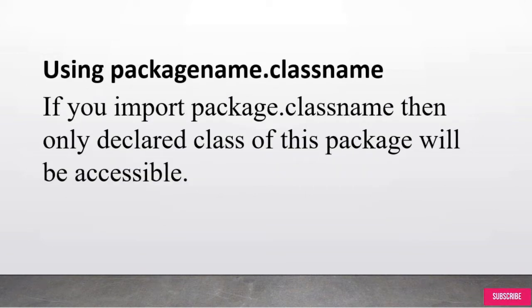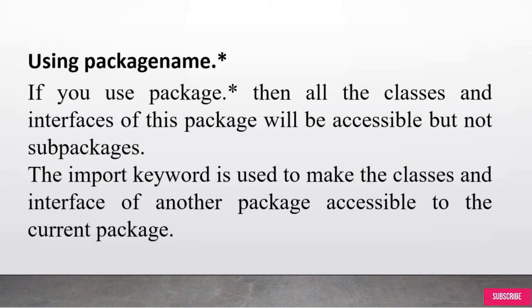Now using package name dot class name. If you import package dot class, then only the declared class of this package will be accessible. Look at this. In the asterisk approach, we have a drawback. Imagine, for example, a package contains 100 classes and 100 interfaces. Totally there are 200 pre-compiled programs available in the package. Among the 200 programs, you require only 10 in your program.